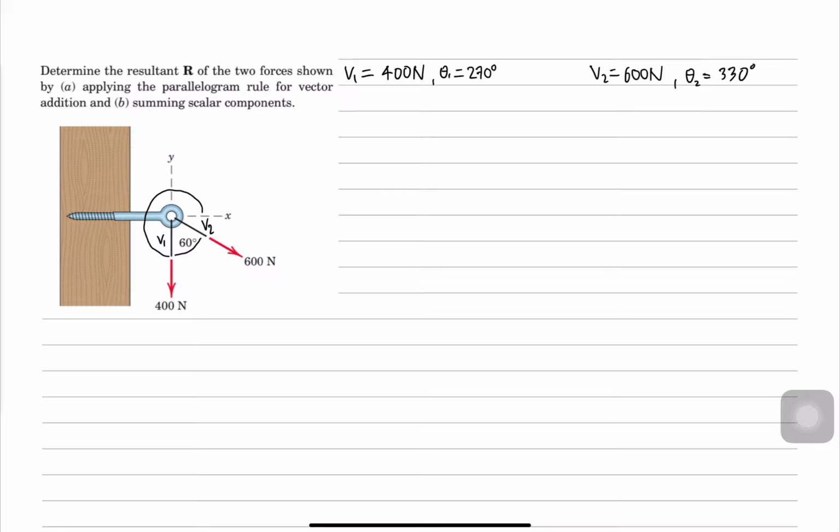Now that we have these values, we need to find the vector components, right? So we need to find the x and y components of vector 1. To solve the x component of vector 1, we multiply the 400 newtons, and since this is the x-axis, we use cosine and the angle, which is 270 degrees. If you plug that into the calculator, that should become 0. Let me recheck it. Yeah, that is 0 newtons.